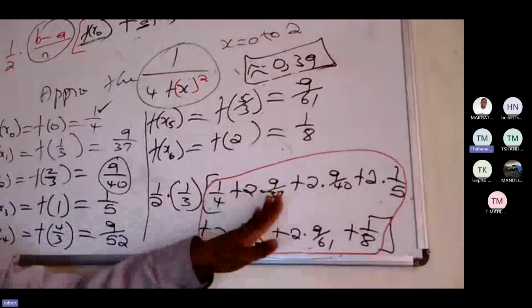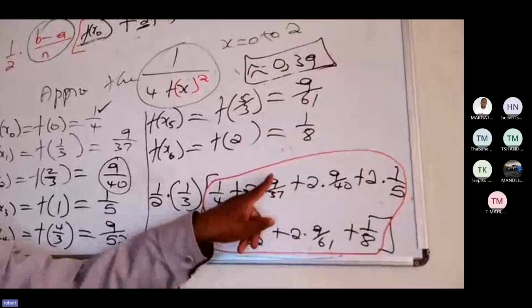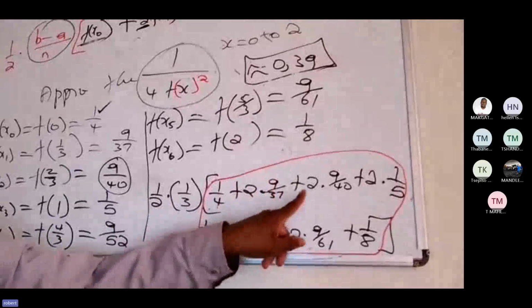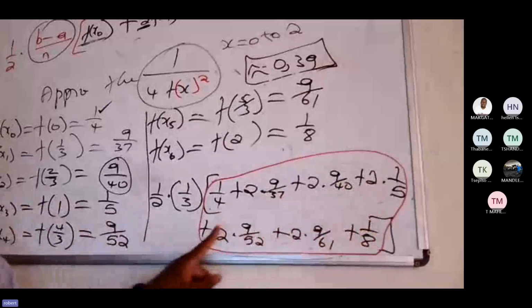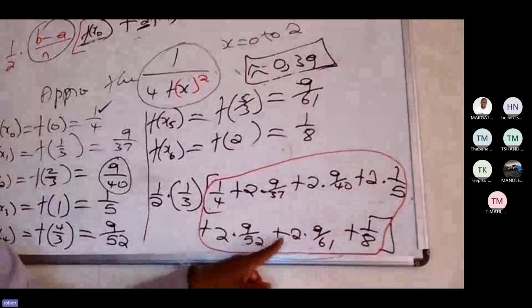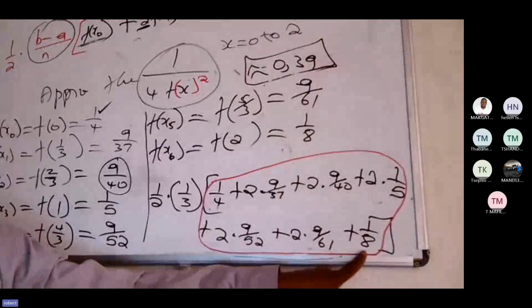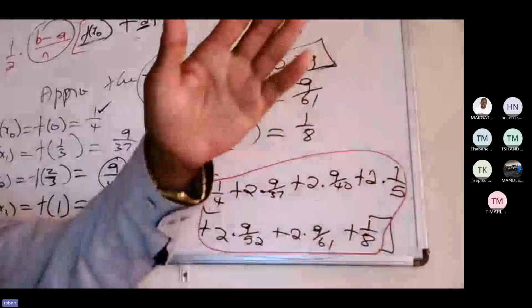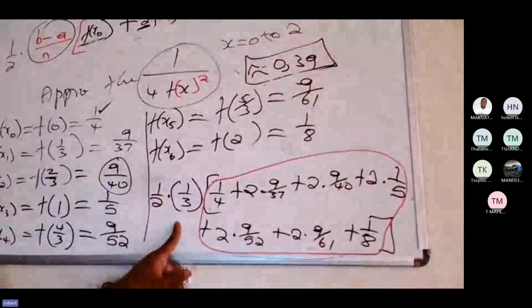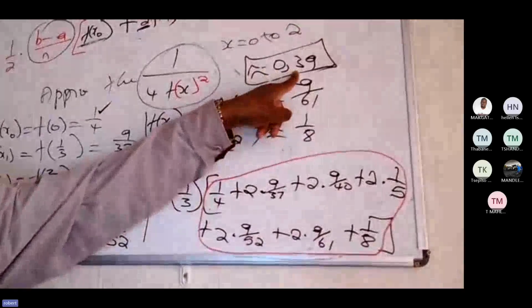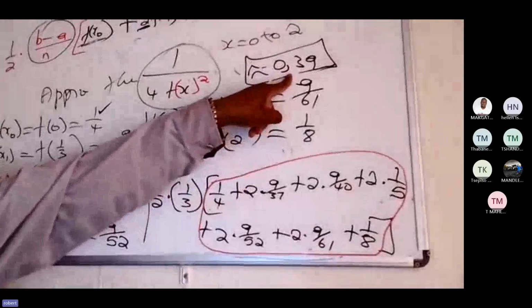Calculate it. Say 1 over 4 plus, obviously, this is going to be 18 over 37. This is going to be 18 over 40. This is going to be 2 over 5. This is going to be 18 over 52. This is going to be 18 over 61 plus 1 over 8. Then say equal to, then multiply by 1 over 6. Then the answer must be very close to this. I'm not sure whether it will be exactly this, but it will be very close to this.